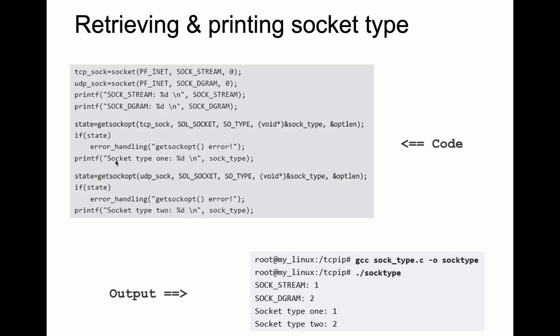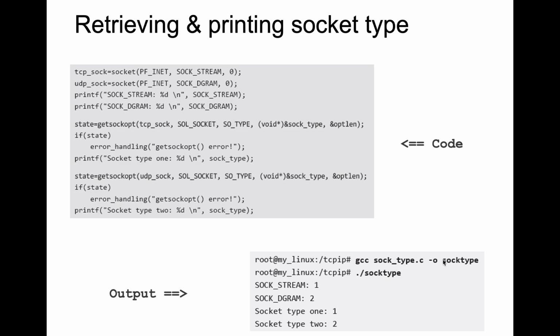And then after that, as the next line, we are trying to retrieve the same kind of socket type for the UDP socket file descriptor, to which we provided socket dgram. And we are printing out the socket type 2 as well, which must give us the value of sock dgram. And this is the output.